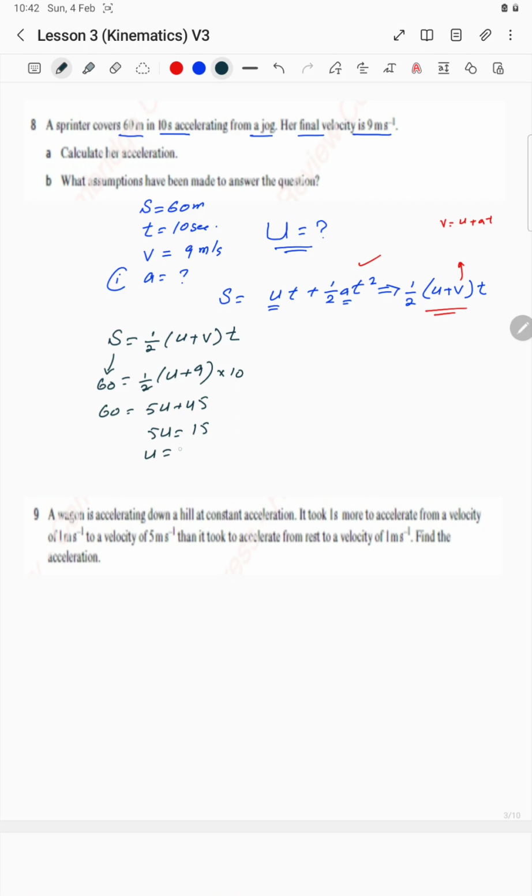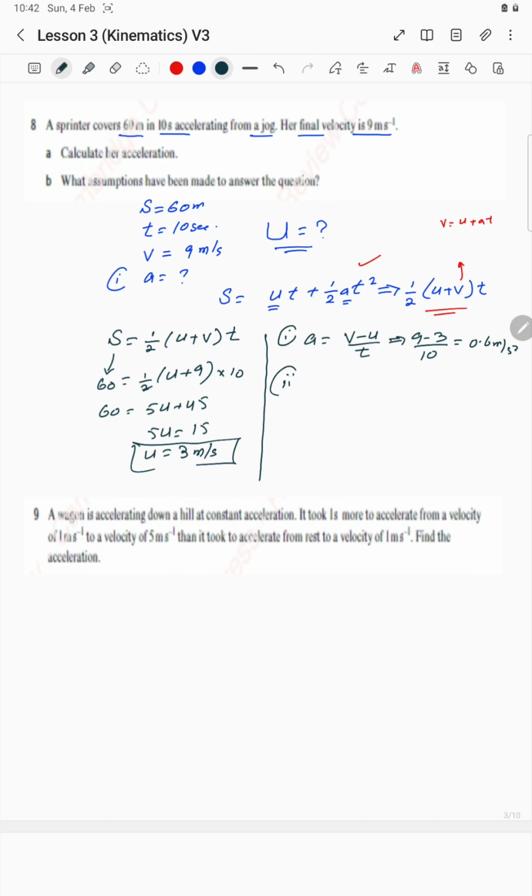Here seems to be 3 meters per second. So this is u, and now it's easy for us to solve part one, that is a is equal to what? (v minus u) by t, the first equation we can apply. v is 9, u is 3, and t is 10. So 0.6 meters per second squared is the first answer.